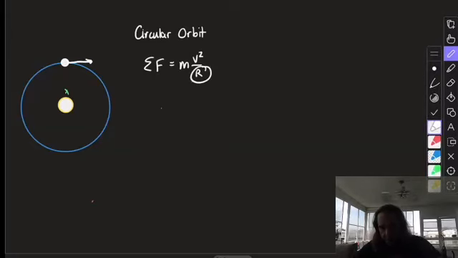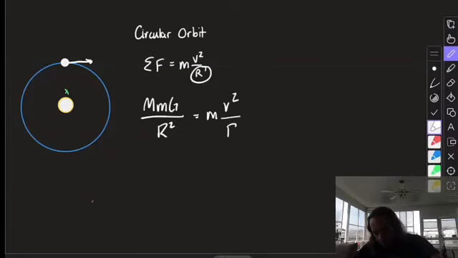R is going to be different than the R for gravity. Put a little C there to say radius of curvature. This R squared is still the separation distance, but that's no longer the radius, because objects that are just floating around in space and don't have a fixed pivot point rotate about their center of mass, which is a place between the two objects.